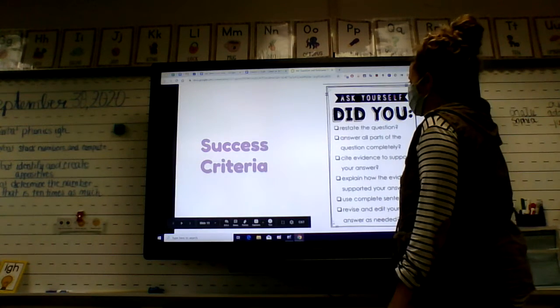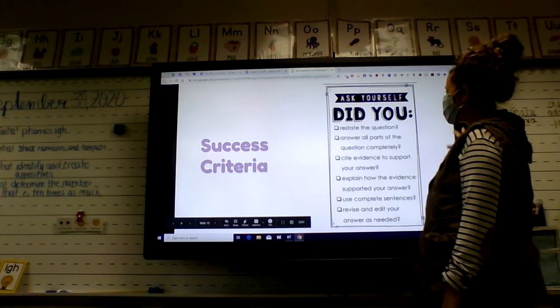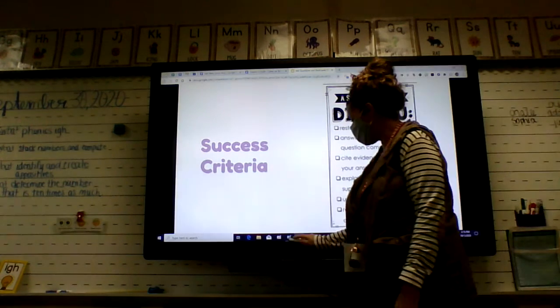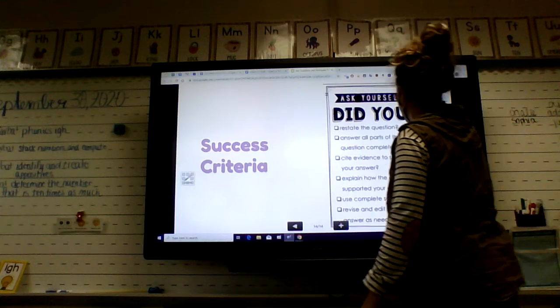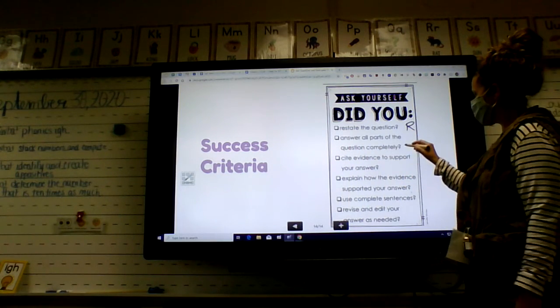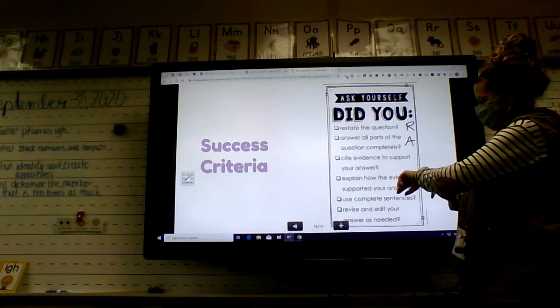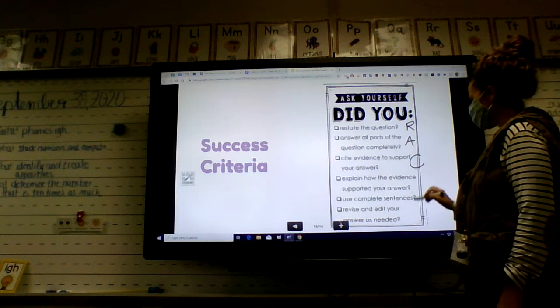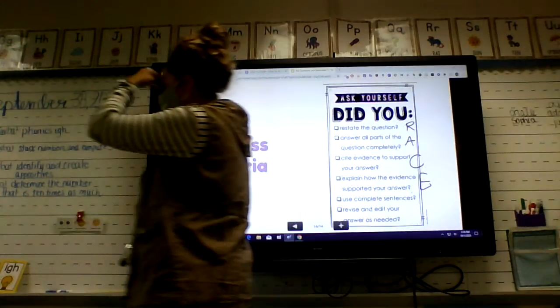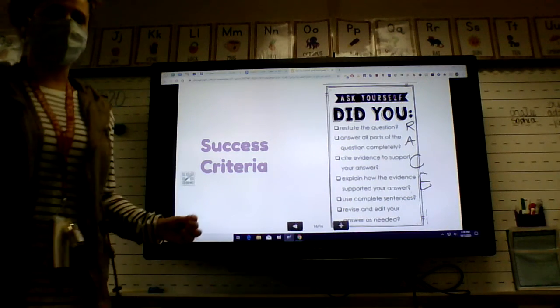Sometimes. Okay, so today our success criteria. Did you restate the question, the R in RACE? Yes. We did. Well, we don't know yet. Did you answer all parts? So answer. Did you C, cite your evidence? Did you E, explain? You guys, I cannot say this enough, I need complete sentences.